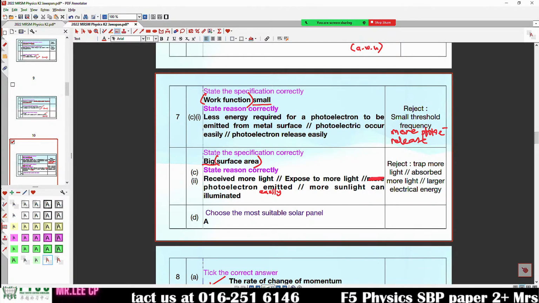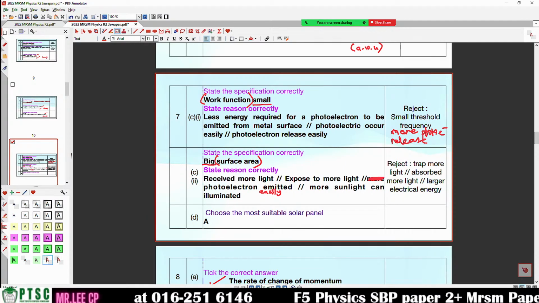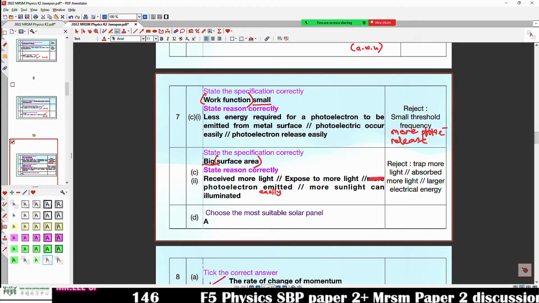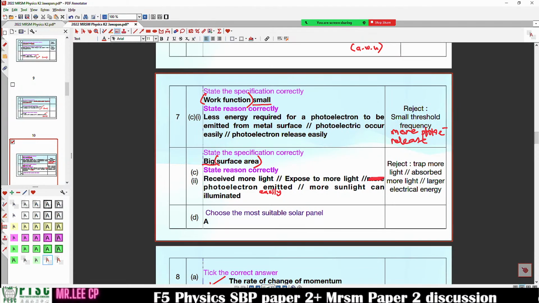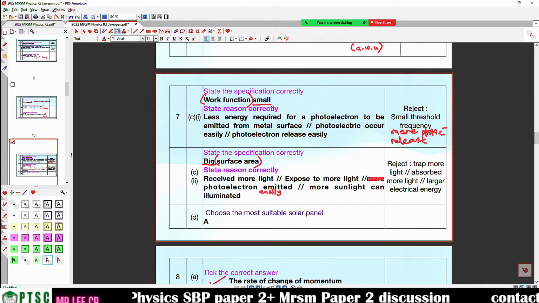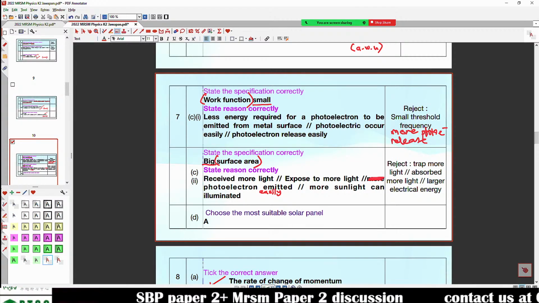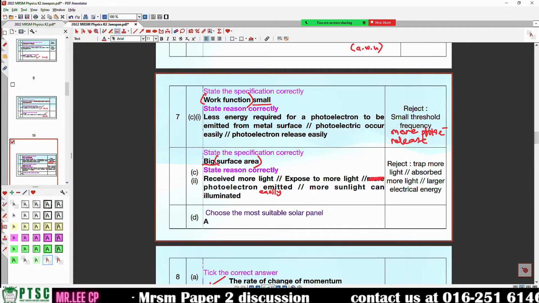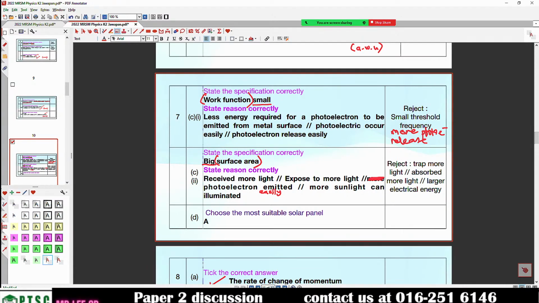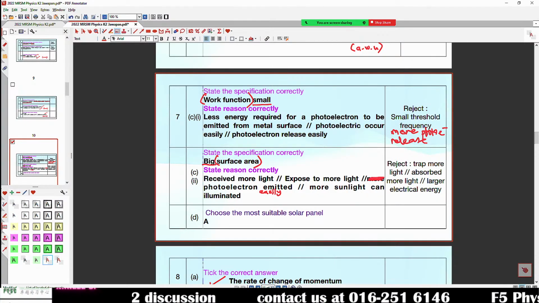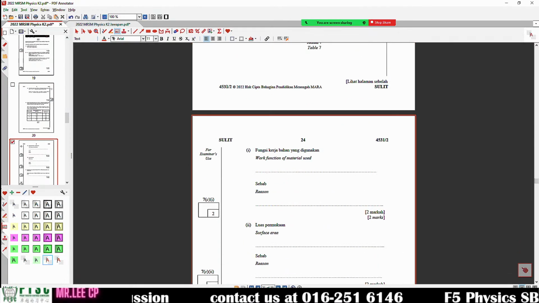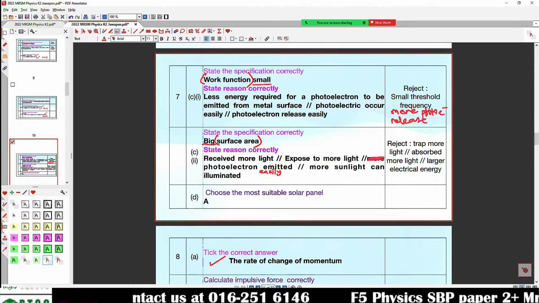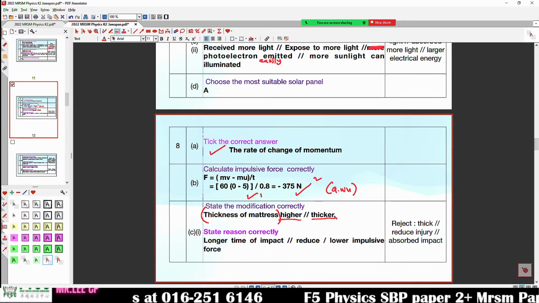Rejected when you say more photoelectrons released or small threshold frequency. And the second one is big surface area, so it receives more light. But photoelectrons emitting easily, more sunlight illuminated, trapping or absorbing more light, or larger electrical energy are all wrong. It seems correct, but it is wrong. So the best answer is A, because its work function is small. Choose A.